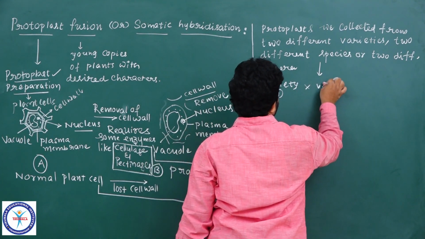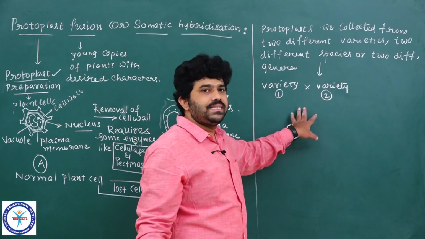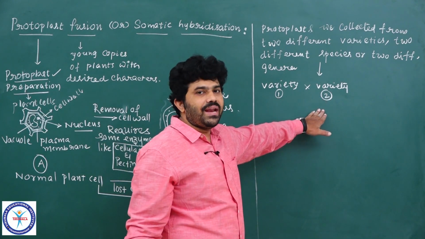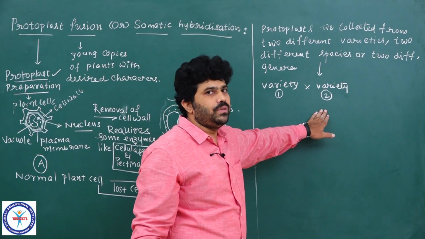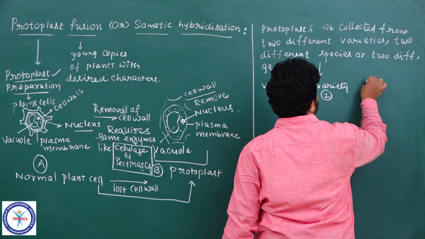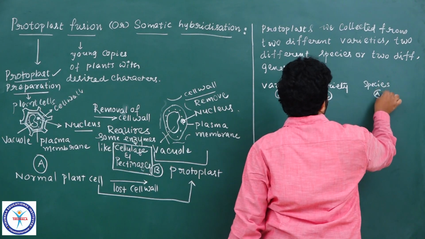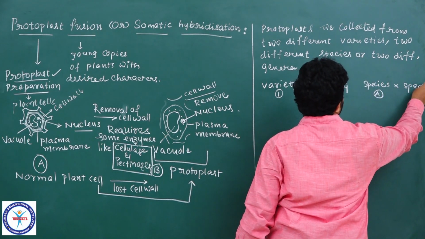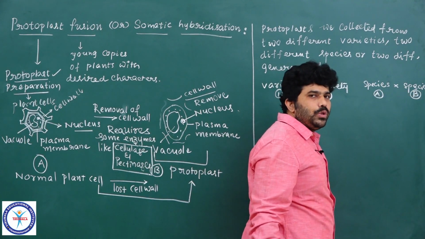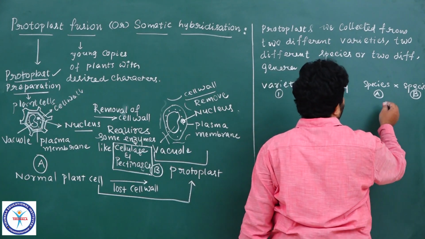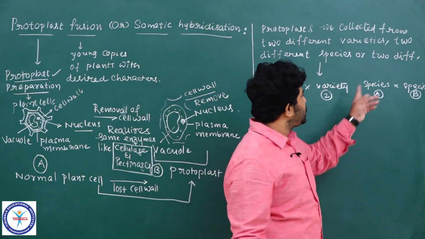Variety 1 versus variety 2. So two different varieties. This is what we call intervarietal protoplast fusion. In the same way, two different species, species A and species B. Two different species are also used for getting protoplasts. Understood? So it is also called interspecific protoplast fusion, or interspecific somatic hybridization.